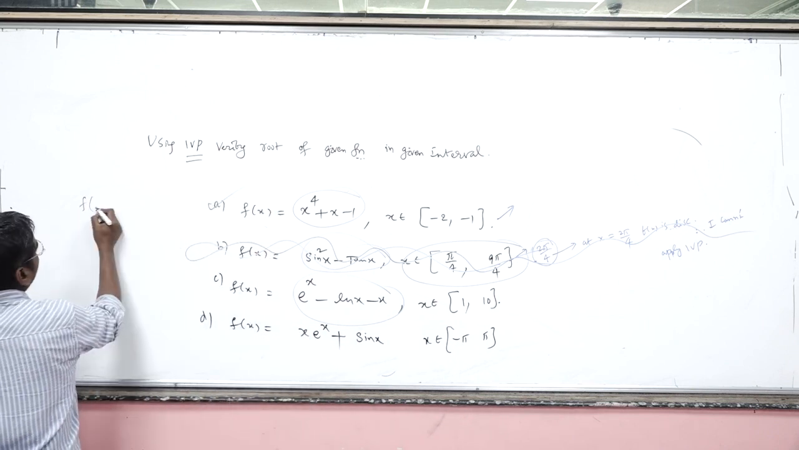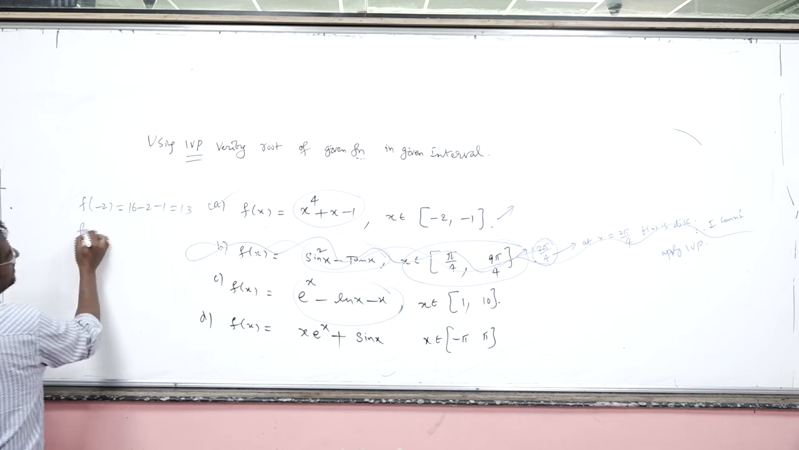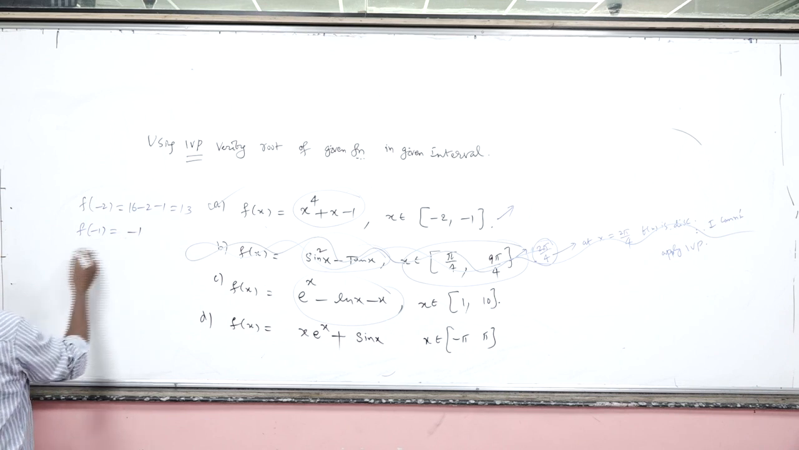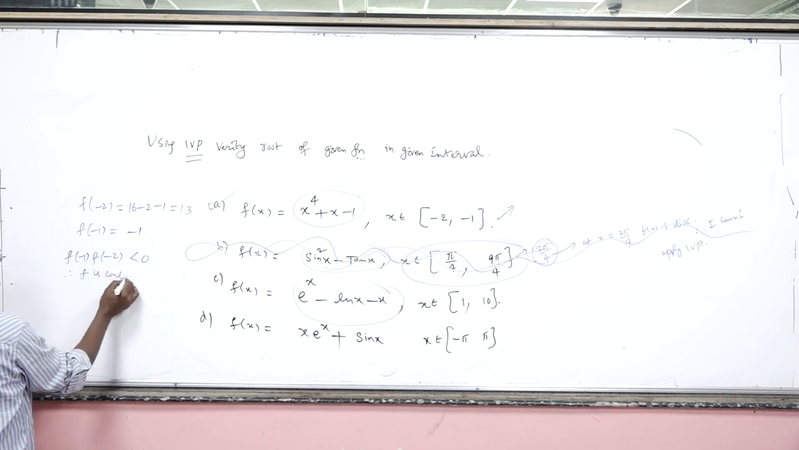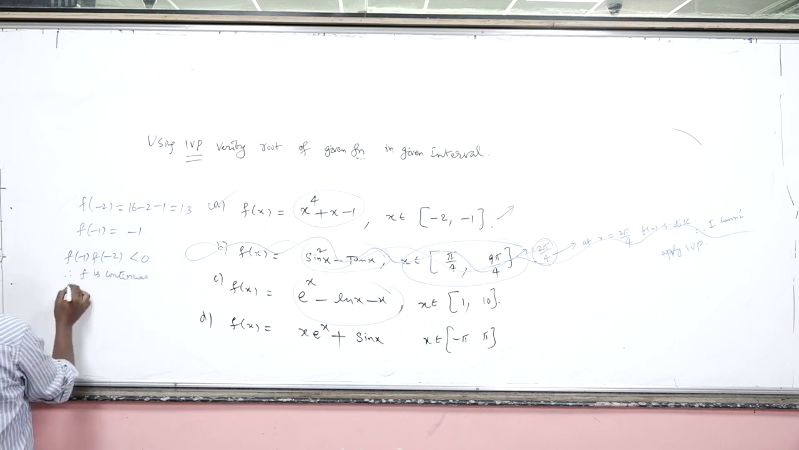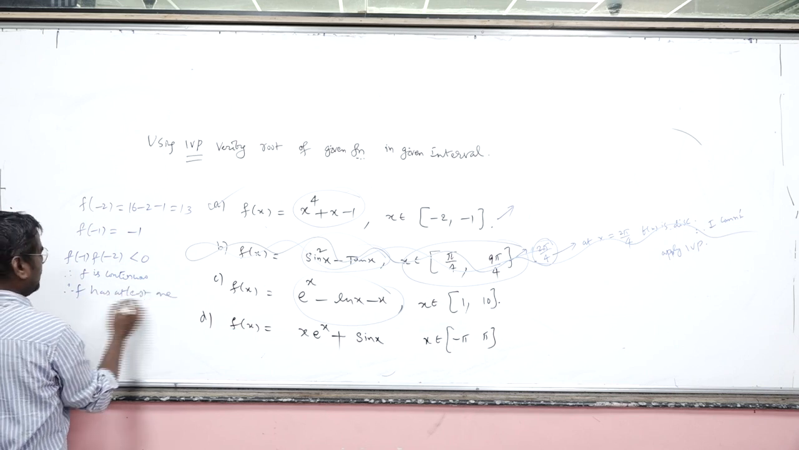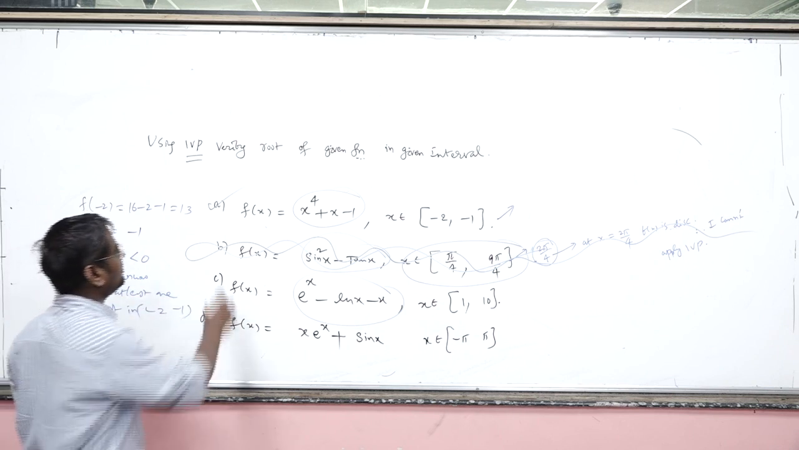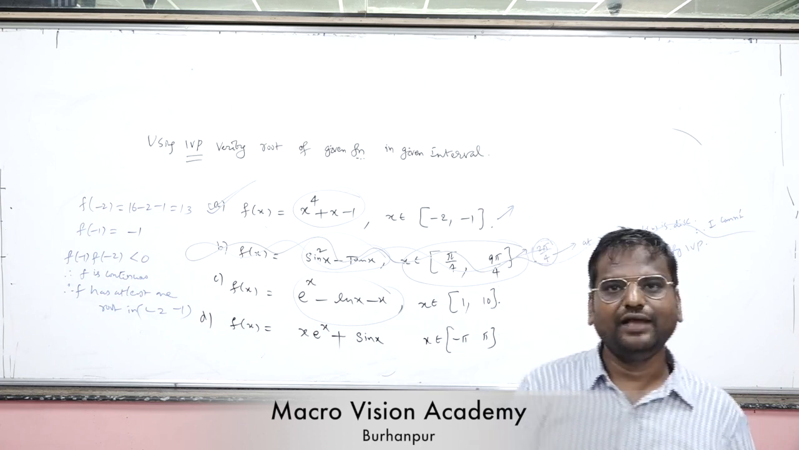So f of -2, look, 16 - 2 - 1 is 13. f of -1 equal to 1 - 1 - 1. Yes, it is changing sign. f of -1 into f of -2 less than 0. f is continuous. Definitely I can say that therefore f has at least one root, at least one root in -2 to -1 open interval. तो इसका रूट मिलेगा. That too by IVP.